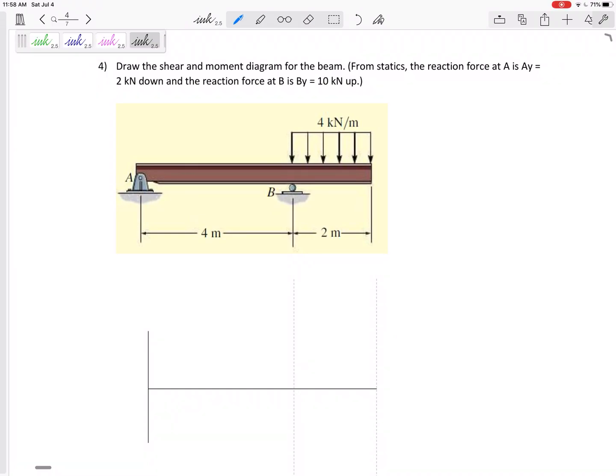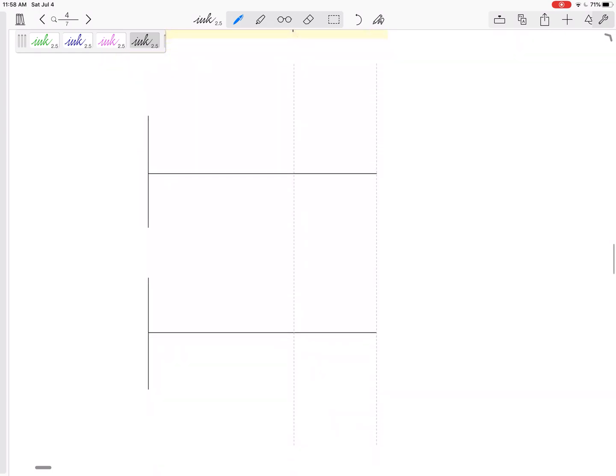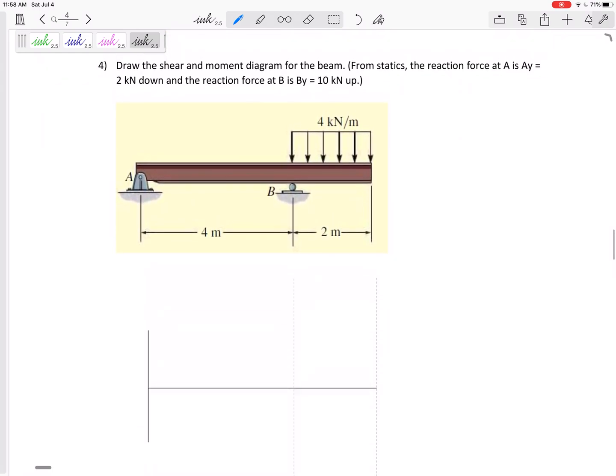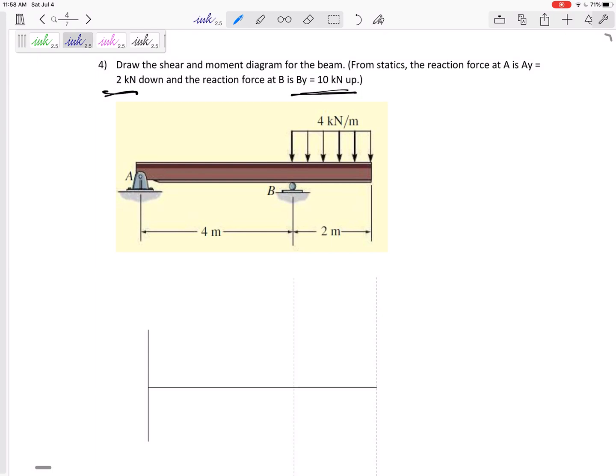All right, so problem number 4, we'll be drawing a shear and moment diagram. I hope you think it's a pretty simplified shear and moment diagram. I'm even going to give you the statics. I'm trying to isolate your ability to draw shear and moments, so I'm giving you the statics, even though I think you could figure this out, right?